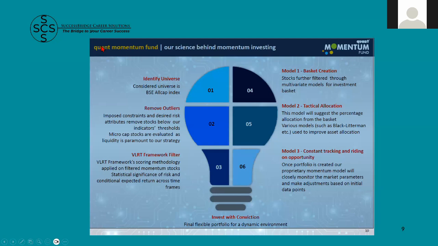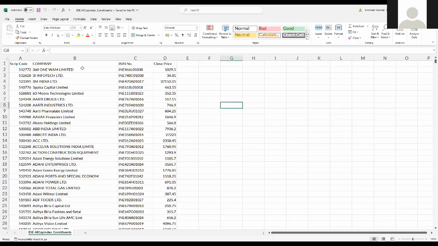This is a momentum fund, which is managed by Quant Fund. It's a very well-known mutual fund company. So how do they go about the investing process? First, they identify the universe or the index. They've chosen the BSE All Cap Index. So what is the BSE All Cap Index? This is the BSE All Cap Index.